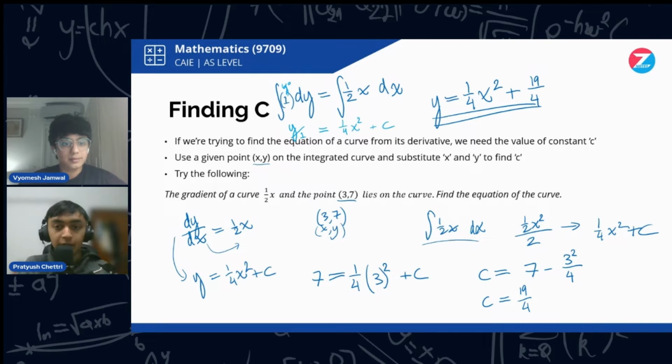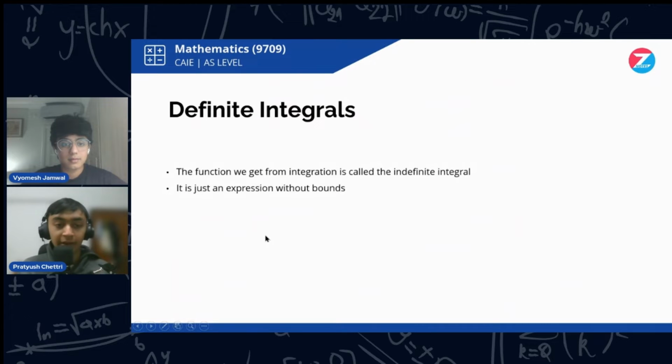Okay, so you can remember whenever you're trying to find c, plug in x and y values and find c. That's all there is to finding c. Okay, and now we move on to the bounds, the realms where c does not need to appear.